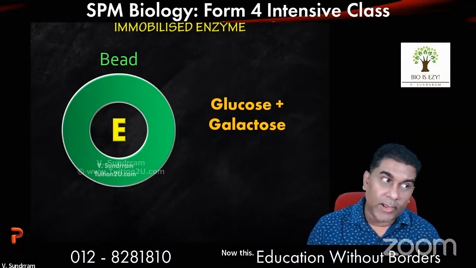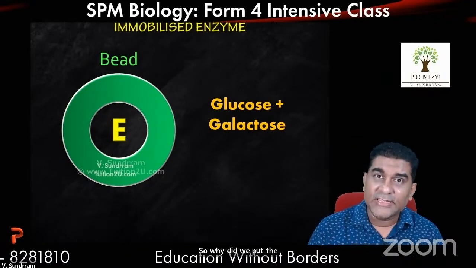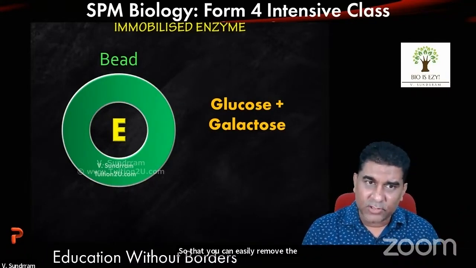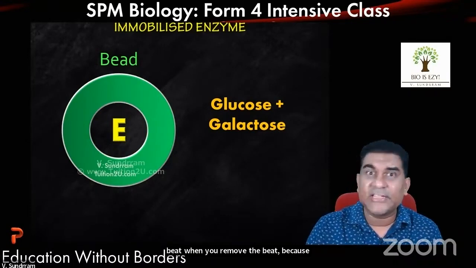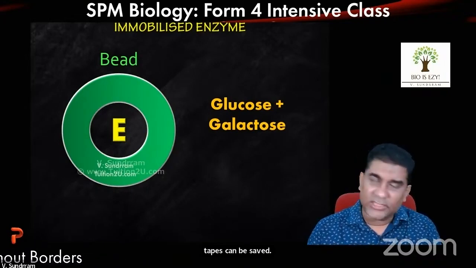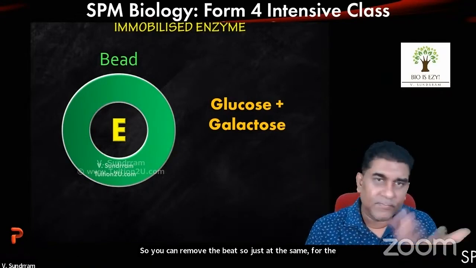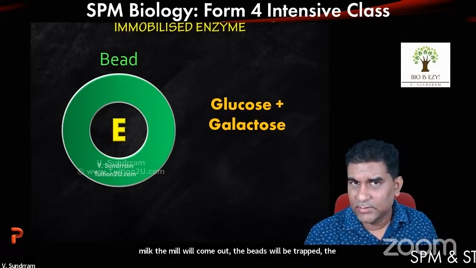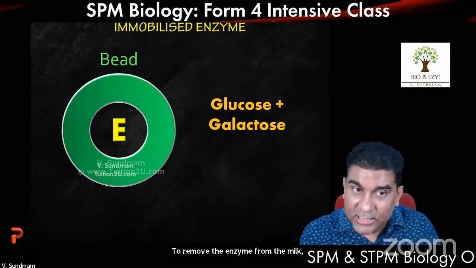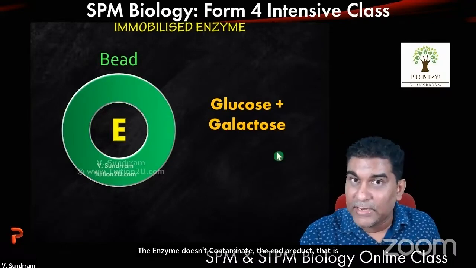So why did we put the enzyme inside the bead? So that you can easily remove the enzyme. Remove the bead. Because beads can be sieved, you can remove the bead. So just take a sieve, pour the milk, the milk will come out and the beads will be trapped. The enzyme is not in the milk. So it makes it easy for us to remove the enzyme from the milk. The enzyme doesn't contaminate the end product. That is the importance of immobilized enzyme.